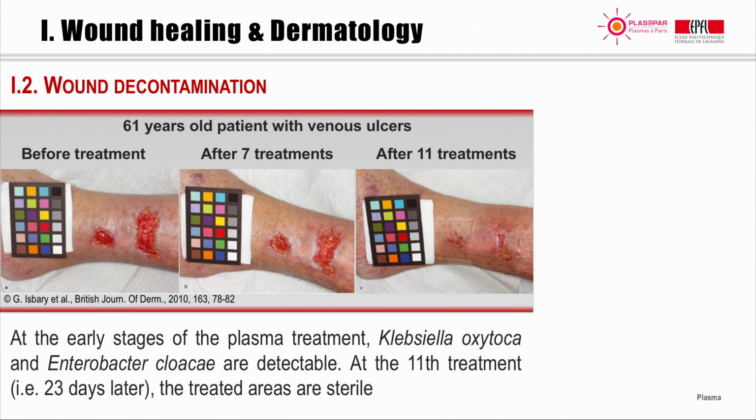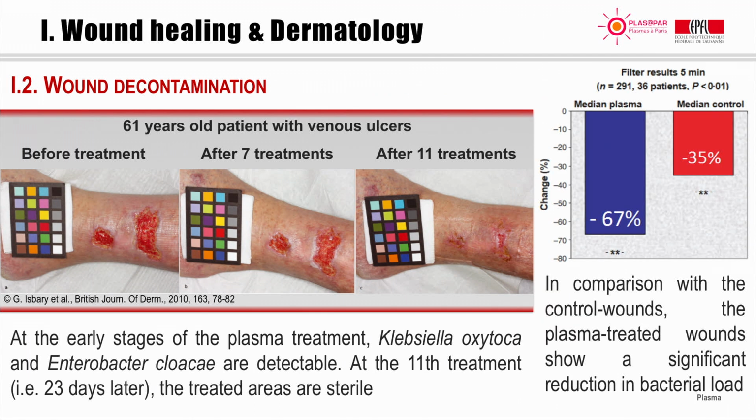These pictures show the results obtained before and after the treatments on a 61-year-old patient presenting venous ulcers. On the first day of plasma treatment, bacteria such as Klebsiella oxytoca and Enterobacter cloacae were detectable. And after the 11th treatment, so 23 days later, the swabs were sterile.